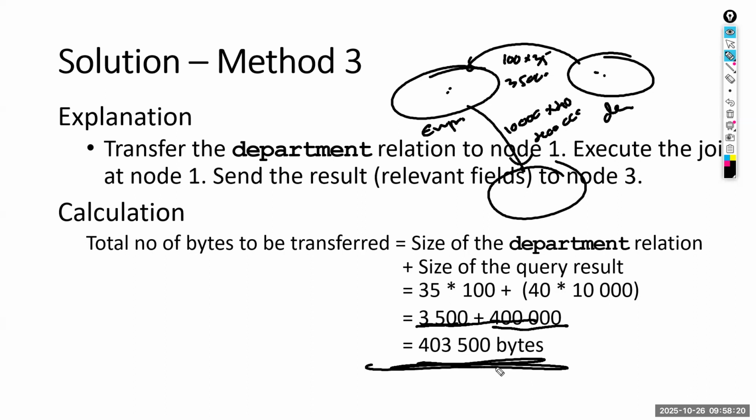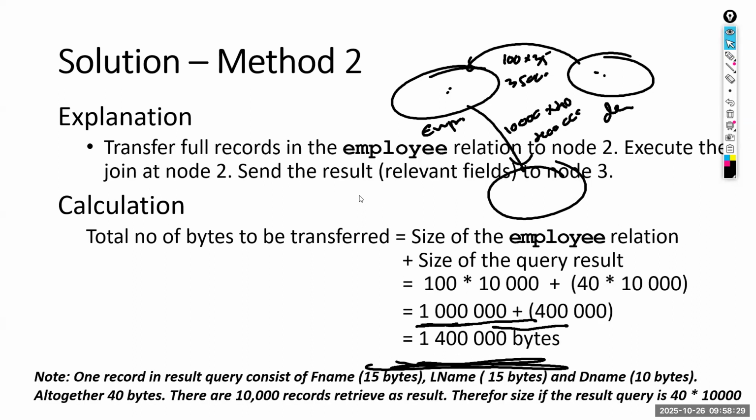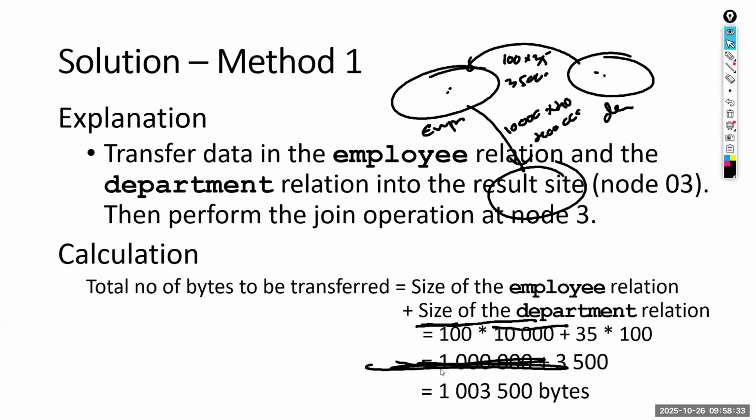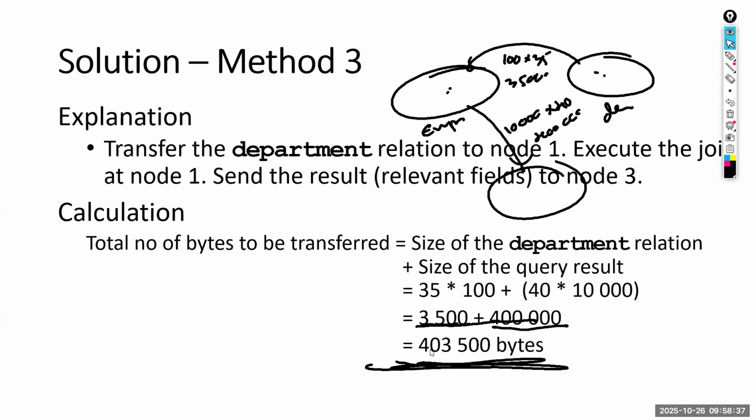Because it needs only 403,500 bytes. This is not millions, right? So earlier we got millions, right? Method 2, 1.4 million bytes. Method 1, 1 million and 3,000. But therefore, this is the best so far because you just need to transfer less.